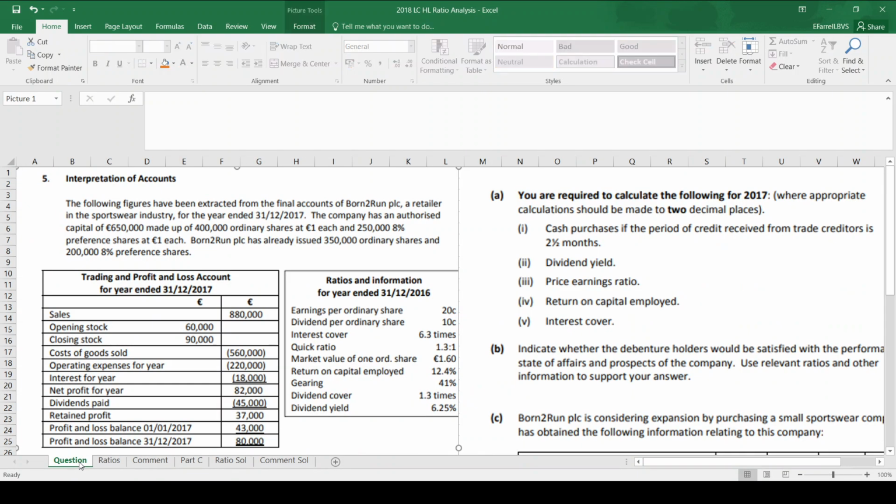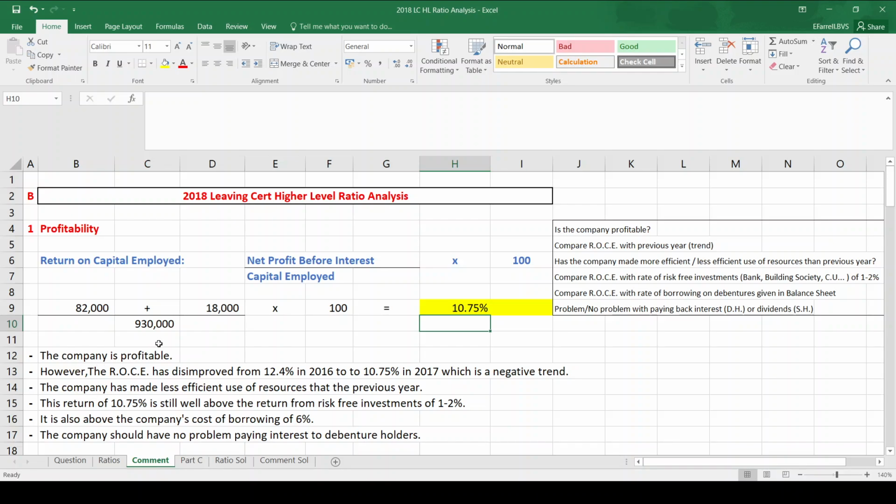So first of all, we see what the return on capital employed was last year. Last year, the return was 12.4%, which is higher. So the company is profitable. However, the return on capital employed has disimproved. It's gone down from 12.4% in 2016 to 10.75% this year, which is a negative trend. If it had gone up from last year, you would just change that to improved and positive trend.